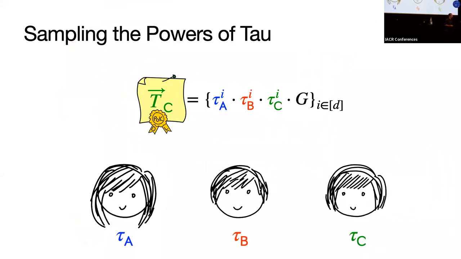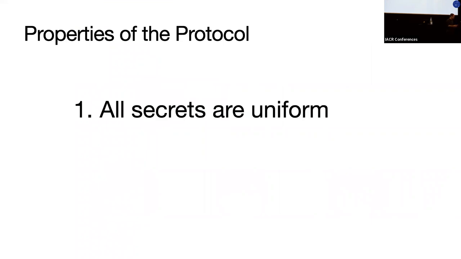And as you can see, it comprises the powers of the product of all of the shares sampled by the individual parties. So this protocol has a couple of useful properties that I'm going to observe to you. The first property is that all of the secrets used in this protocol are uniform. The environment never hands a specific input to anybody.